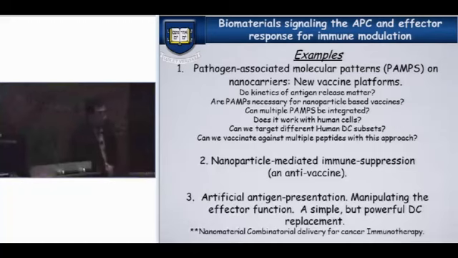Pathogen-associated patterns may be a very interesting way to modify the surface, make these materials look like bacteria or small viruses in a safer format. Multiple PAMPs. Does it work on the human side? Can we target different human DC subsets? And actually, this is a very small subset of questions that we've been looking at over the past number of years. I will try to get to some of these.